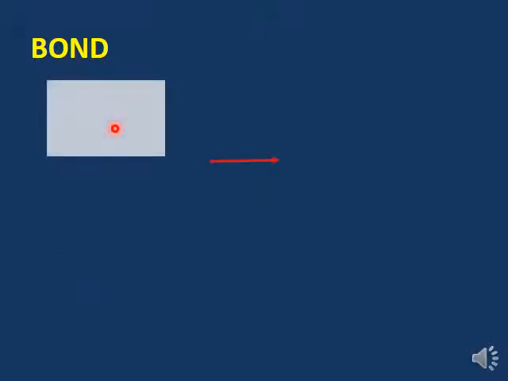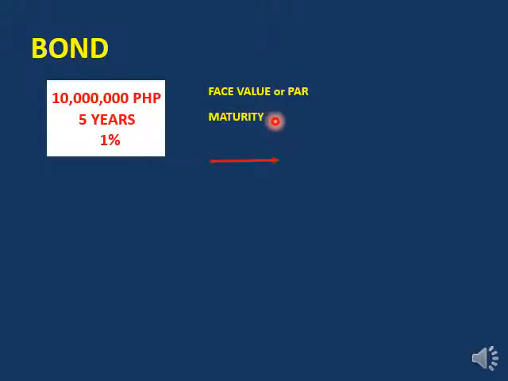Okay, so let's now proceed to bond. Assuming here that I have a piece of paper, I write in here 10 million pesos and a period of 5 years and a rate of 1%. These three numbers are the main components of a bond. The amount, which is 10 million, is the face value of the bond, or sometimes it is called the par. The 5 years term is the maturity period of the bond. The 1% in this case is called the rate of the bond, or also called the coupon.